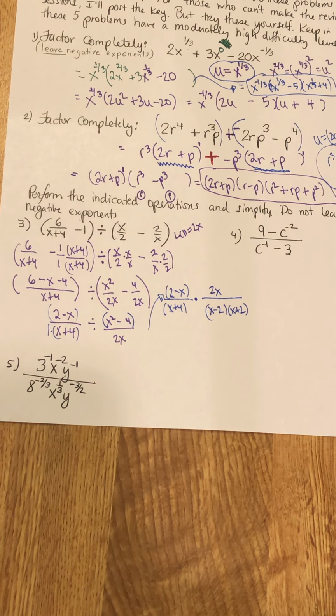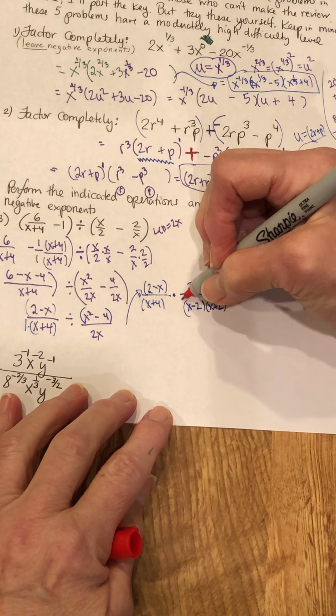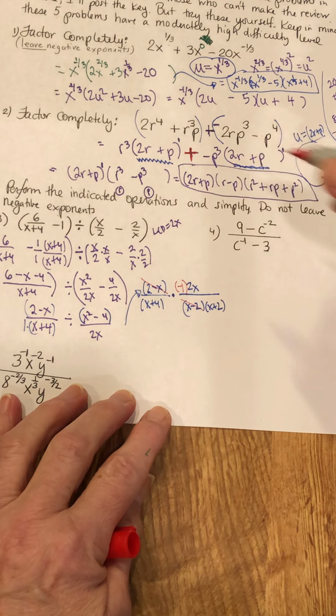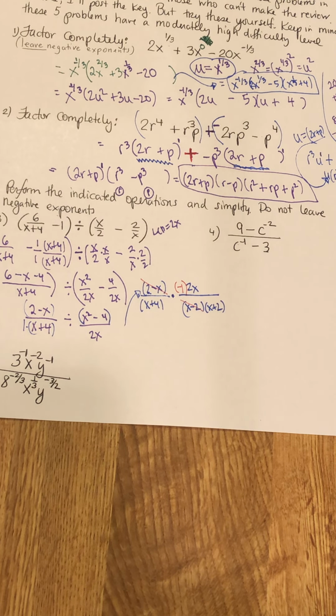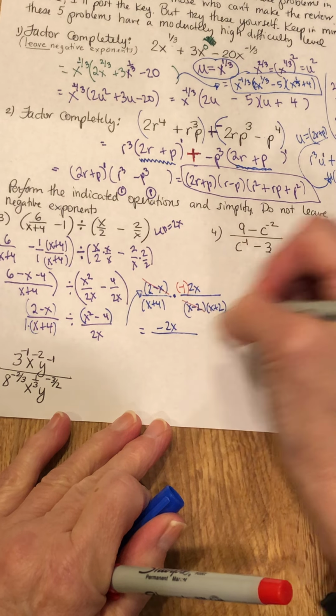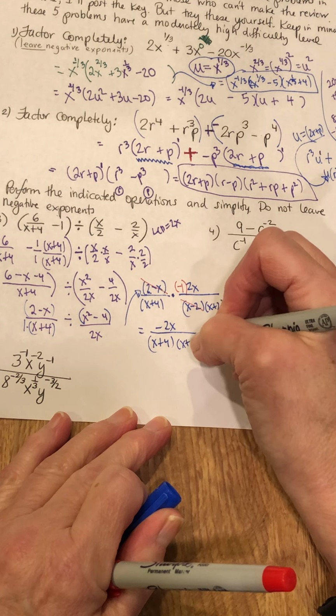Now I look for and cancel identical or opposite factors, and there's not a whole lot of canceling going on here, but see how these 2 factors are flipped around the minus sign? So they are opposite factors. They cancel to a factor of -1, which we typically put in the numerator. And so this final answer is -2x over x plus 4 times x plus 2.